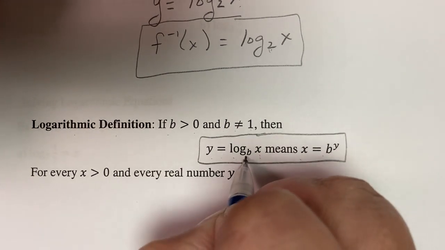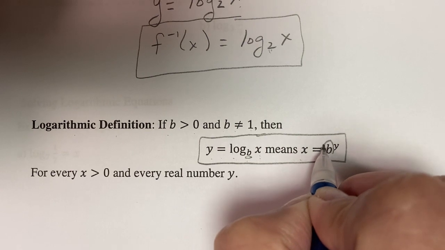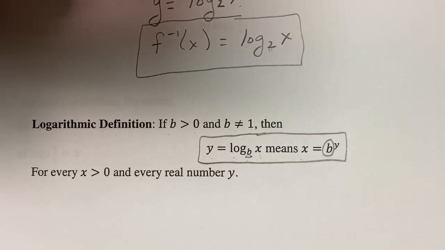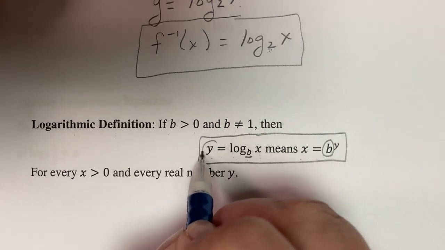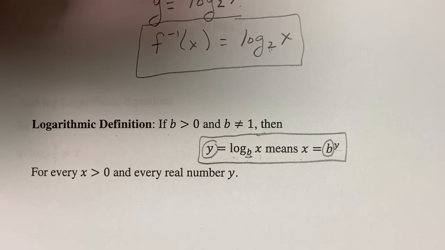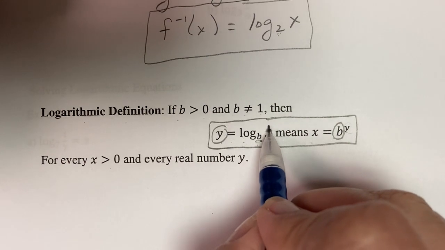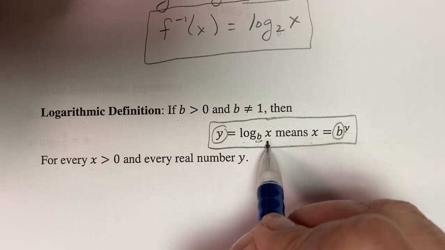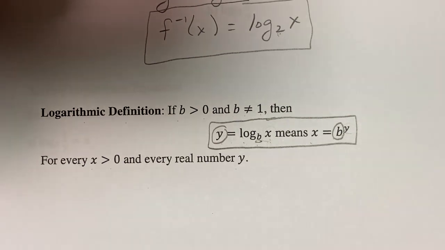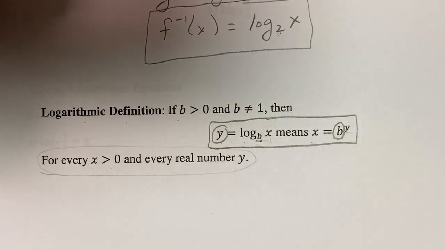So notice that the base of the logarithm right there is the same thing as the base of the exponential, the base that's being raised to the power. The y is the actual exponent or the power. And that's true for all x greater than 0. So by our definition, this x has to be positive. And for every real number y, y can turn out to be anything. And by the way, these also had to be true for our exponentials.